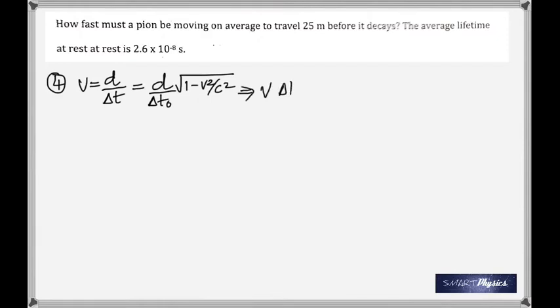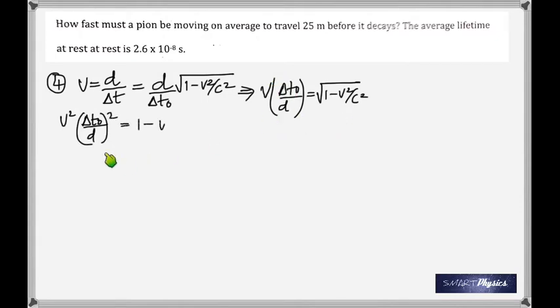And the reason why I've written it this way is because of time dilation. We know that delta t is delta t naught times gamma, right? And so we get this when you rearrange. I've taken this to the other side. It goes to the top, and d goes to the denominator, and then square both sides. Here it will become v squared. This will become squared there, and here the square root will vanish.